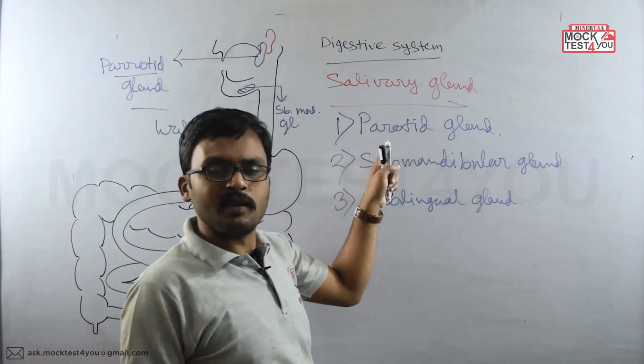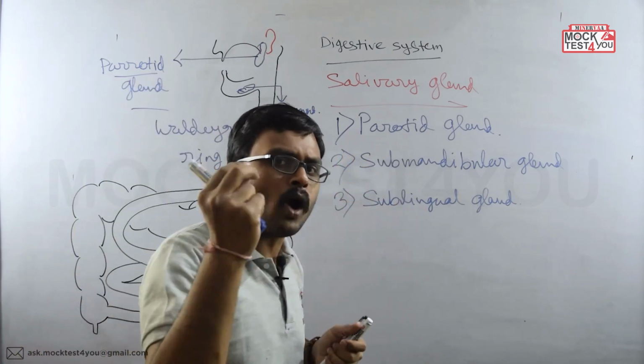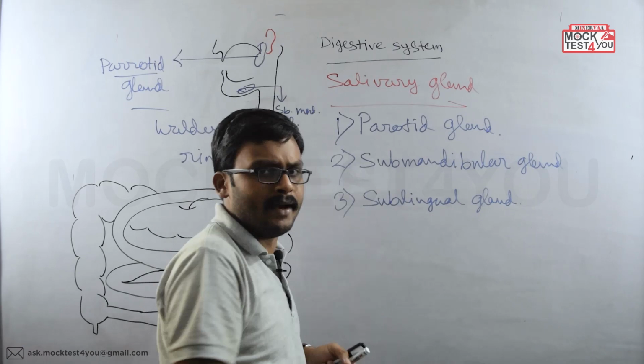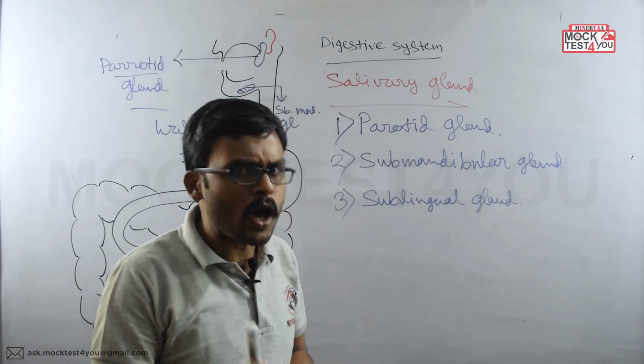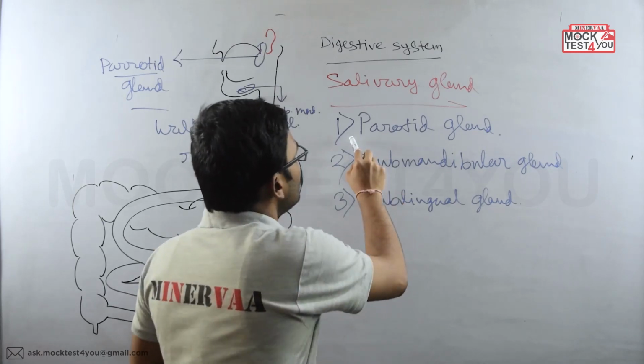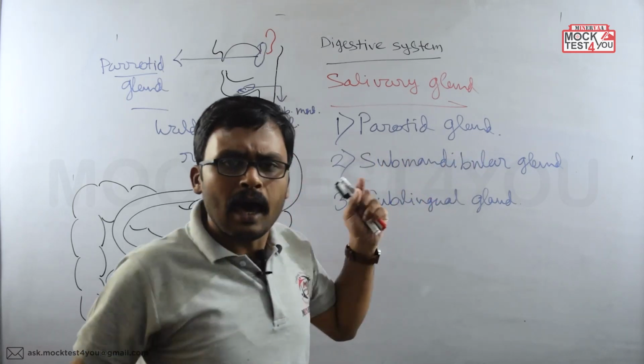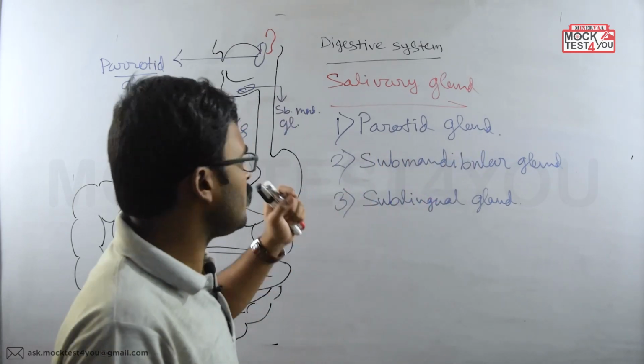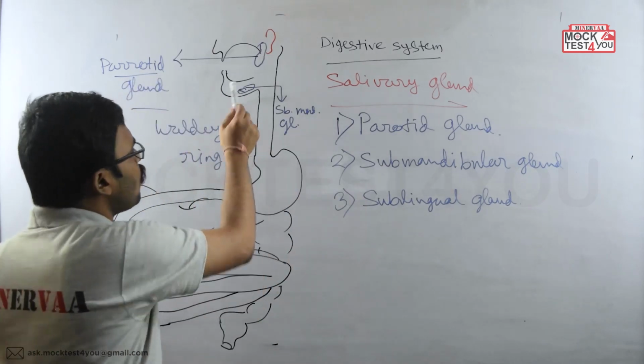Why is it secreting the saliva through a duct? Because it's an exocrine gland. You know, the exocrine gland should have a duct to secrete its secretions. So the parotid gland has a duct to secrete its saliva into the oral cavity.